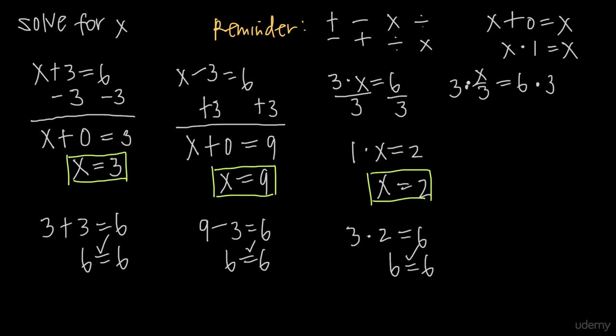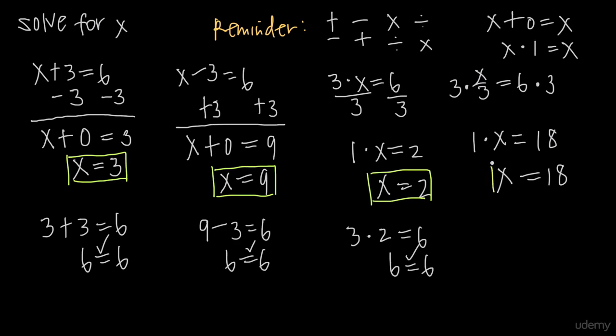Now I can simplify. So here I'm going to get my 3's to cancel. I have 3 in the numerator and 3 in the denominator. Those are going to cancel with each other. Really, it's just going to be 1 times x. And on the right-hand side, I have 6 times 3, which I know is 18. Again, 1 is the identity number for multiplication and division. Multiplying x by 1 doesn't change the identity of x. So I still end up with x on the left, and on the right, I have 18.